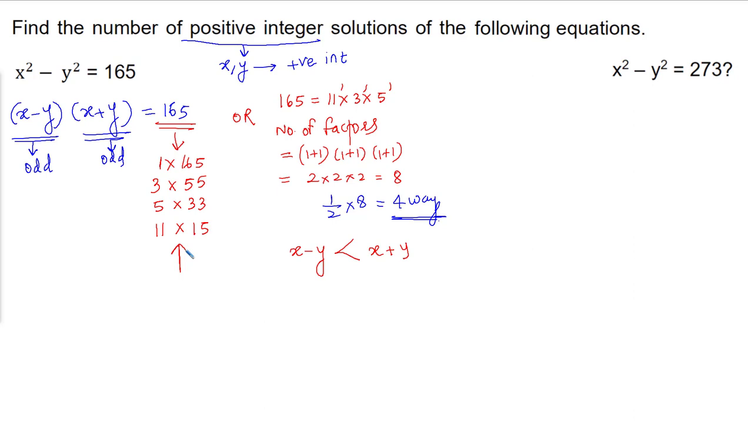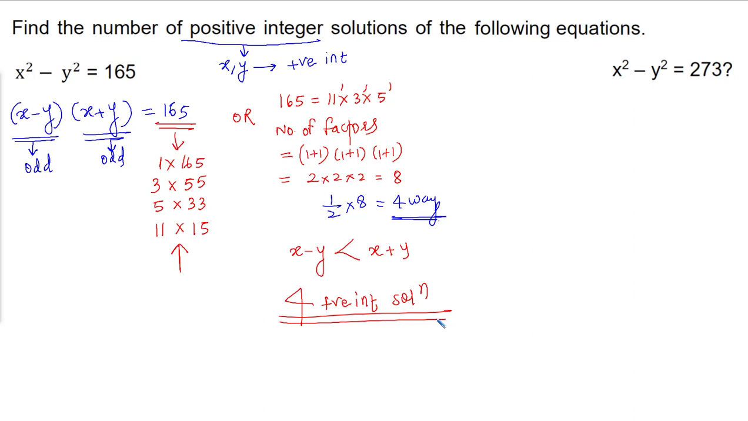So x square minus y square is equal to 165 is having how many positive integral solutions? The answer is 4. Total there are 4 positive integral solutions. Now you must be wondering which are these 4 positive integral solutions.